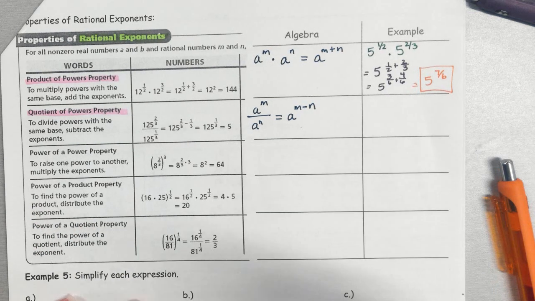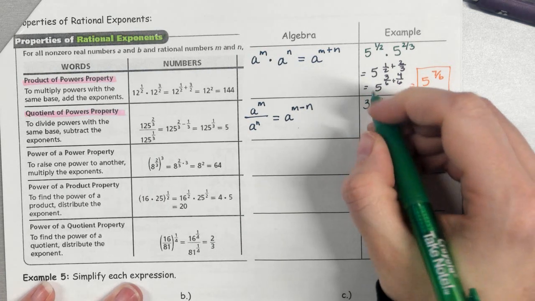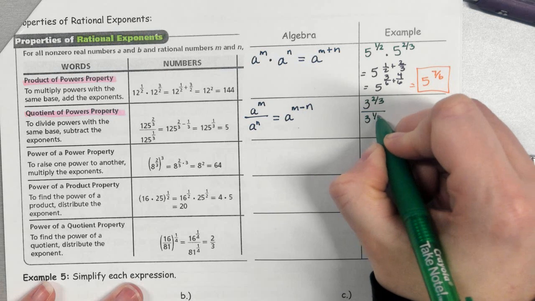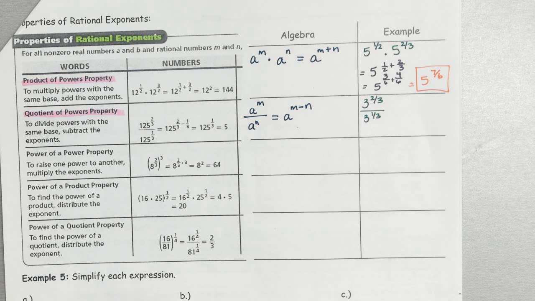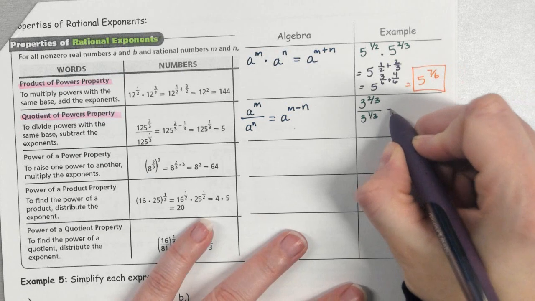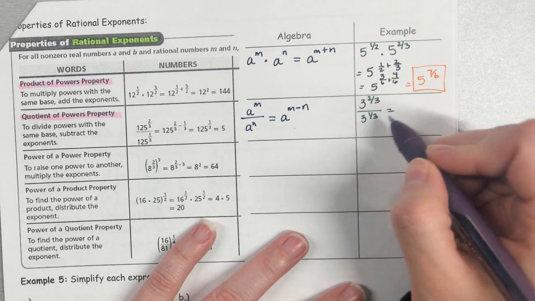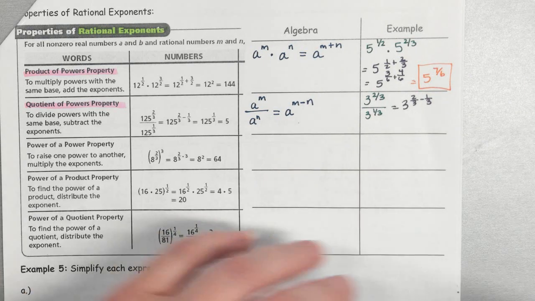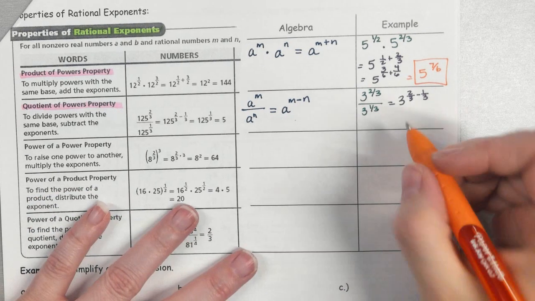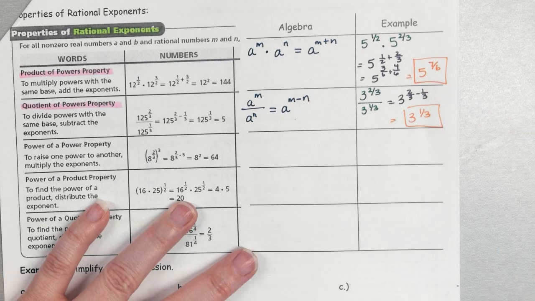Okay, so we have 3 to the 2/3 over 3 to the 1/3. Can you simplify that one? That one should be pretty quick, because you have like terms already, right? So when you subtract them, 2/3 minus 1/3 is what? Yeah, 3 to the 1/3 power. And again, you can't simplify that, so you're just going to leave it.